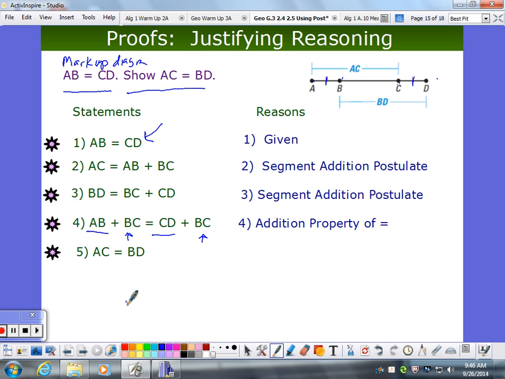Then what? AC equals BD. Now where'd that come from? Where'd that come from? Yeah? AB plus BC is the same as AC. That's this statement, right? CD plus BC, that's this one, is the same as BD. We put that here. So that is substitution property.